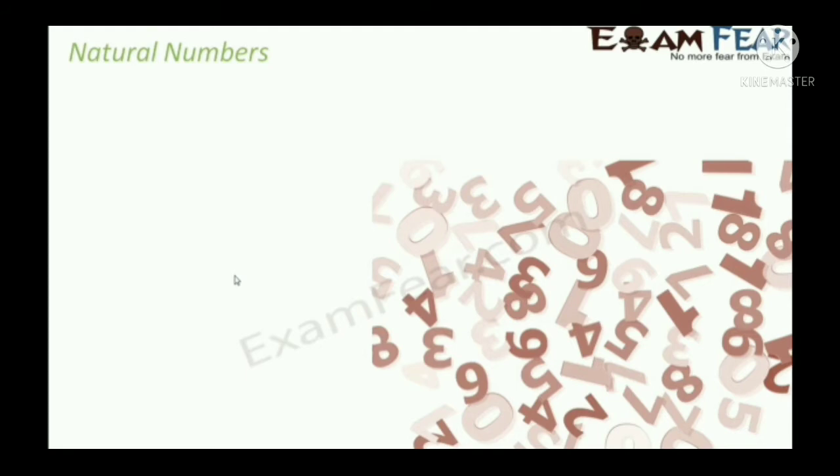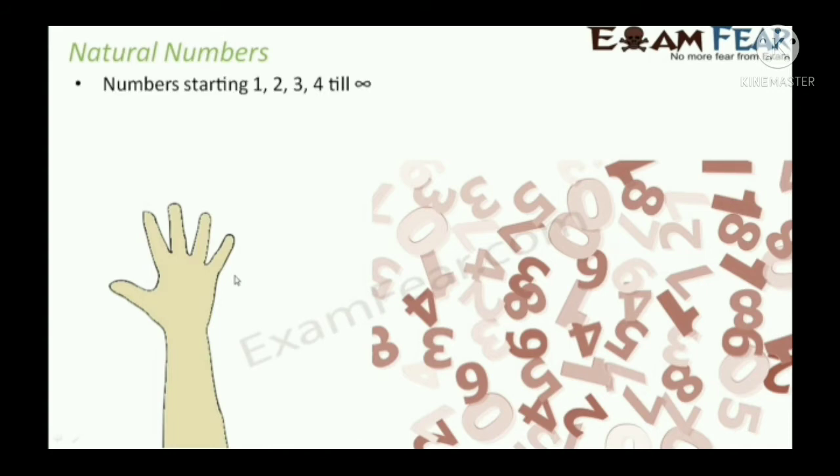When a child is asked to start numbering, how does he or she start? They start with 1, 2, 3, 4, 5 and so on. So basically these numbers start from 1 and end at infinity. That means there is no end to it. There is no specific last number that we can define. So all these numbers are natural numbers.